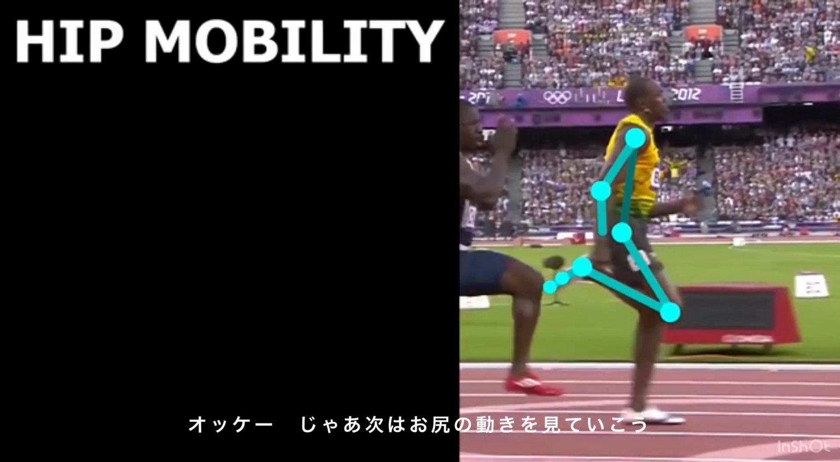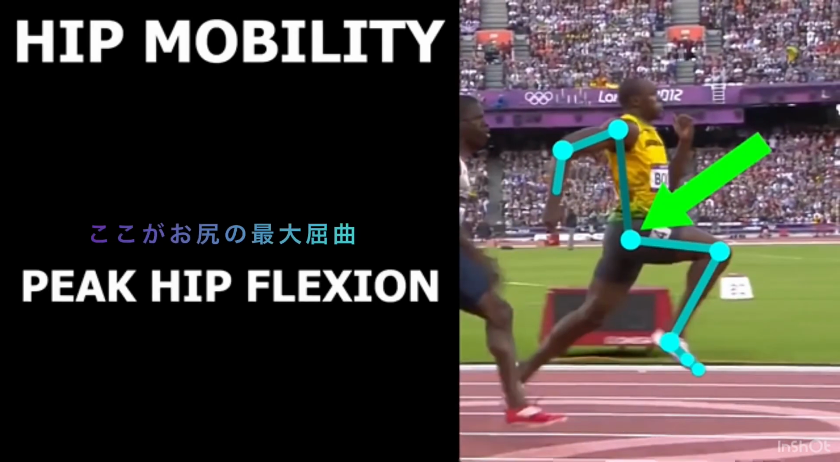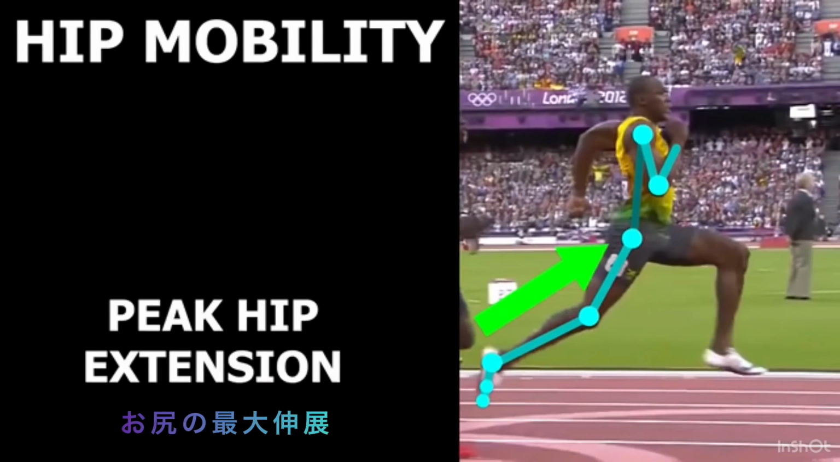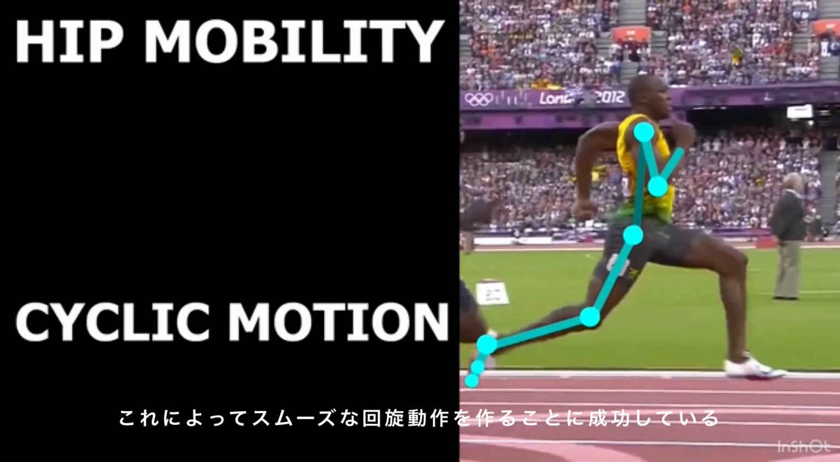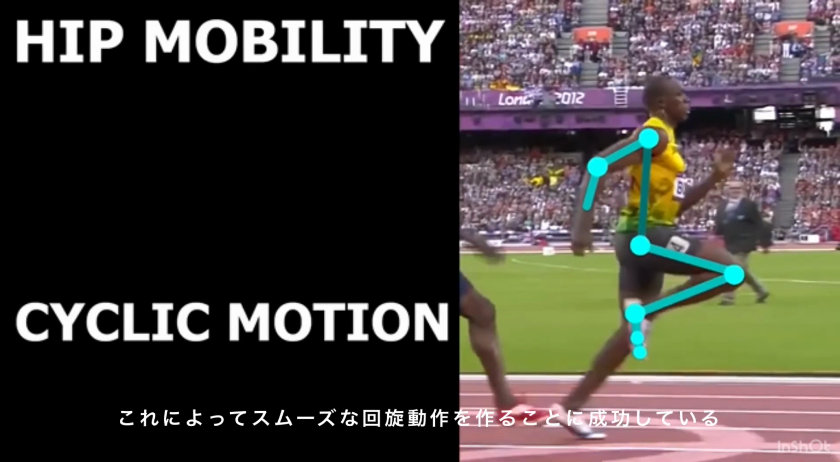Now let's take a look at hip mobility. Here's where he presents with peak hip flexion and then peak hip extension. As you can see, he really optimizes usage of his legs during running. This allows for that smooth cyclic motion of the legs as we saw earlier.